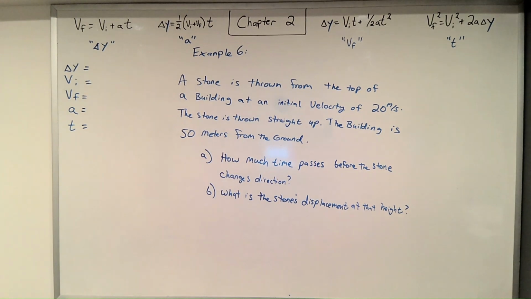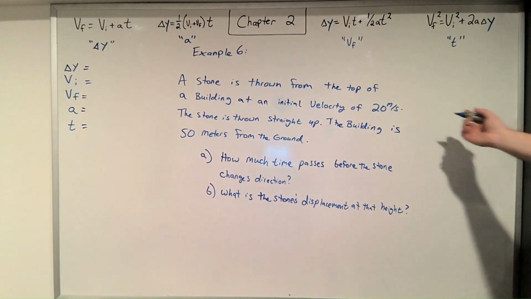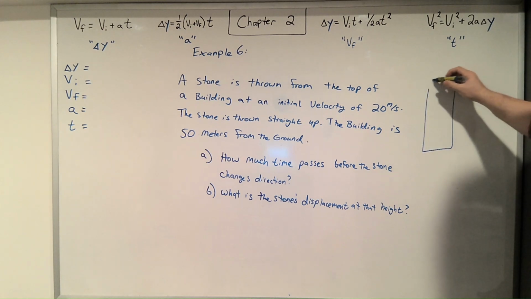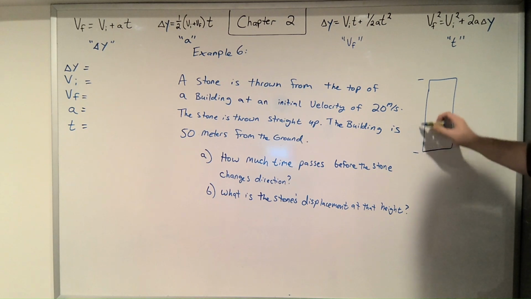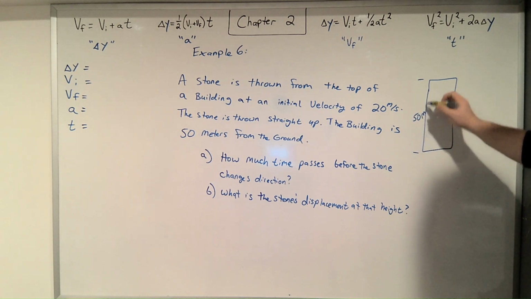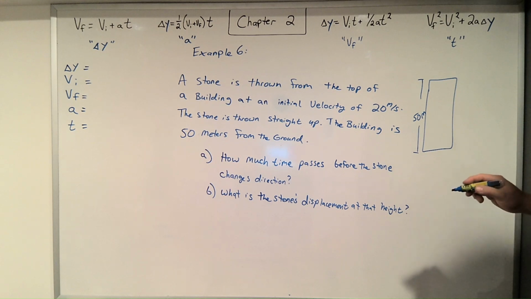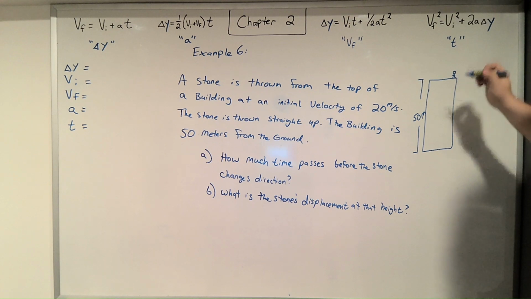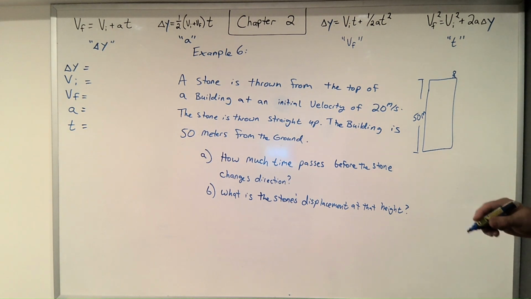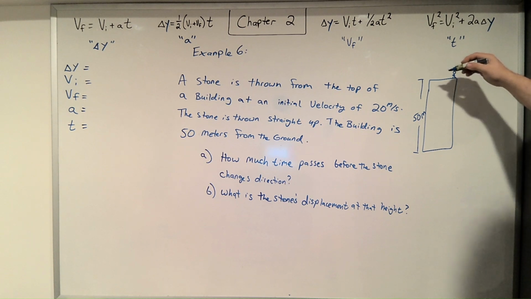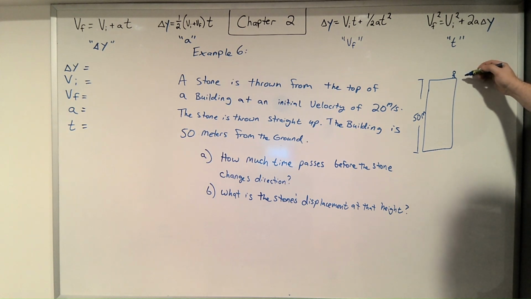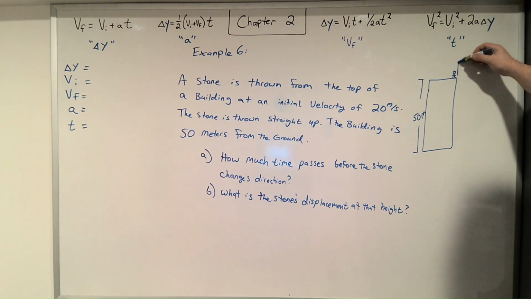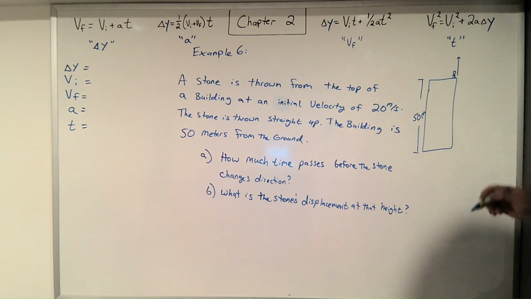Well, being it didn't give us a picture, we can go ahead and kind of try to draw one. I have a building here. It tells us that the building is 50 meters tall. And let's see, I guess a person would be a pretty small person up on top of a 50-story building. And they've got a rock. And it says they throw the rock with an initial velocity, but the stone is thrown straight up. So they must throw the stone straight up into the air.